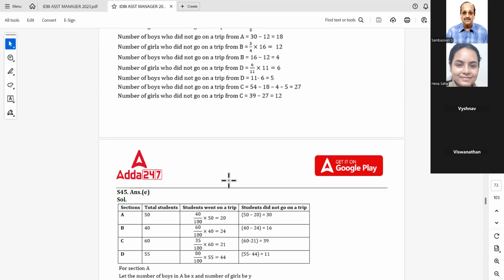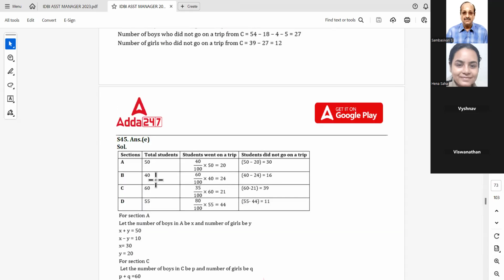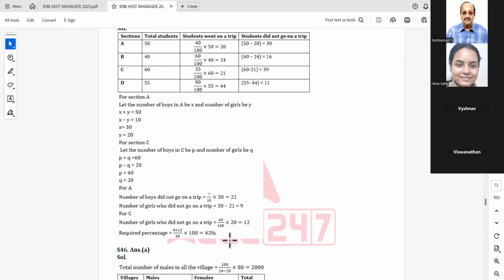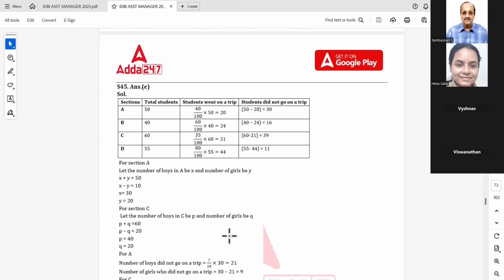45. The answer is E, that is 42%. How they are arriving at it, we will see here. Let the number of boys in A be X and the number of girls be Y. X plus Y is equal to 50.